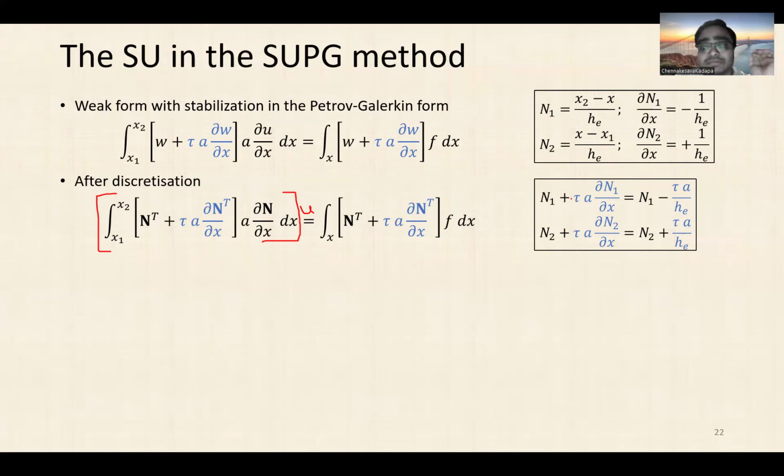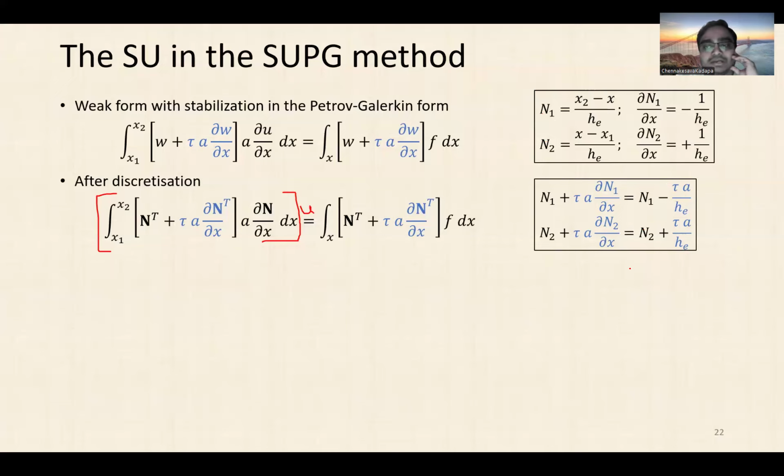That is N1 plus tau A ∂N1/∂x, and we know that ∂N1/∂x is minus 1 by he. So we have N1 minus tau A by he. Similarly, for N2, N2 plus tau A ∂N2/∂x, and ∂N2/∂x is 1 by he, so N2 plus tau A by he. So when compared with the original basis functions N1 and N2, we have new basis functions N1 minus tau A by he and N2 plus tau A by he.